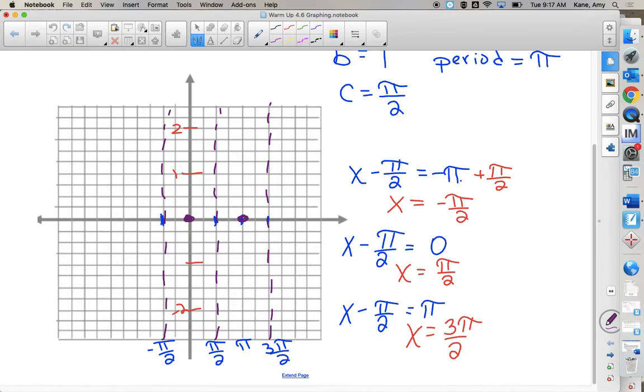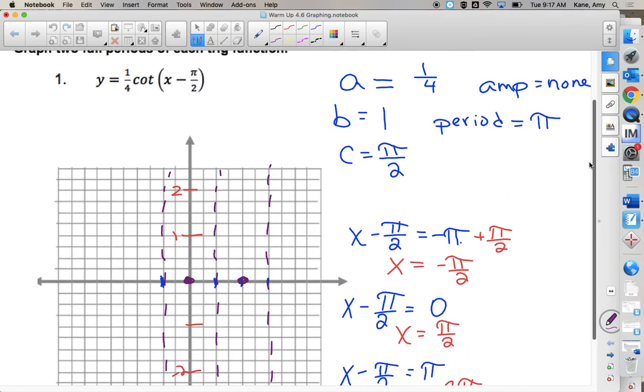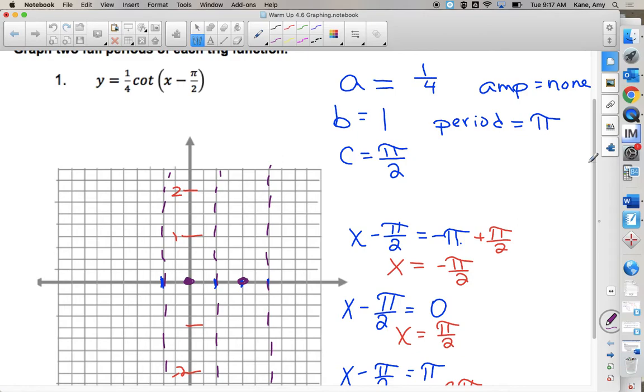And then the last thing we're going to use is that a value. We have 2 other points that we're going to graph, and that a value helps us plot that other point, and it's 1/4. So in between your x-intercept and your asymptote is going to be a final point. In between your x-intercept and the asymptote on another side is also a final point, so that we have a stretch of the graph.